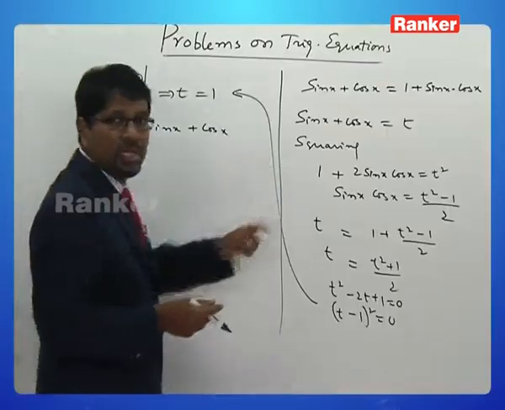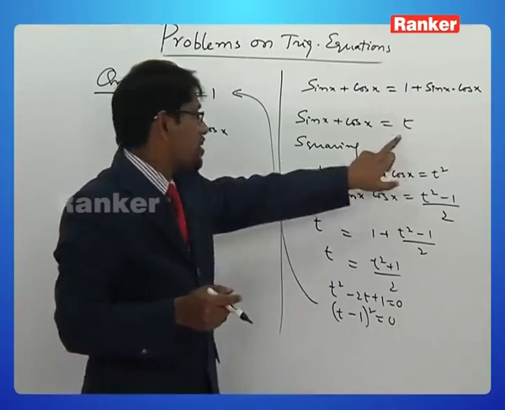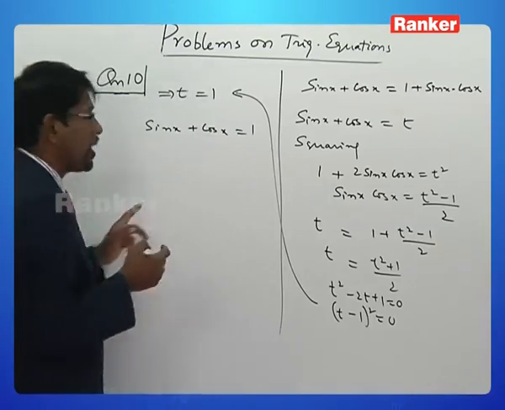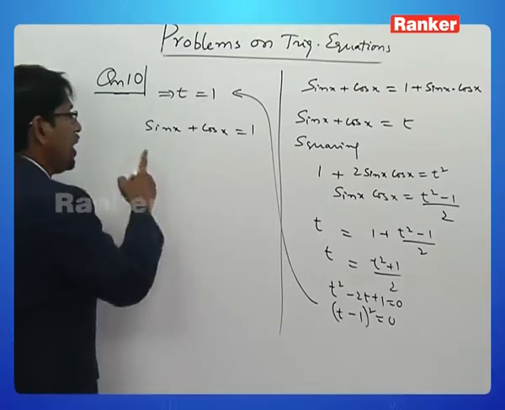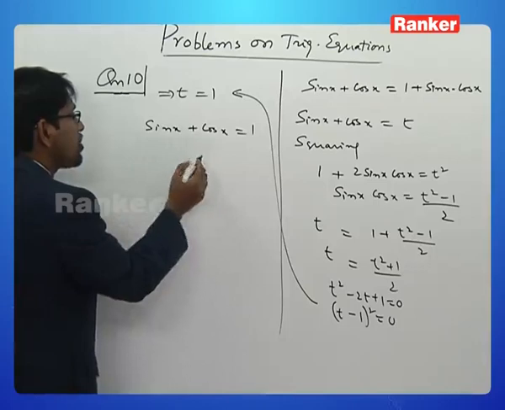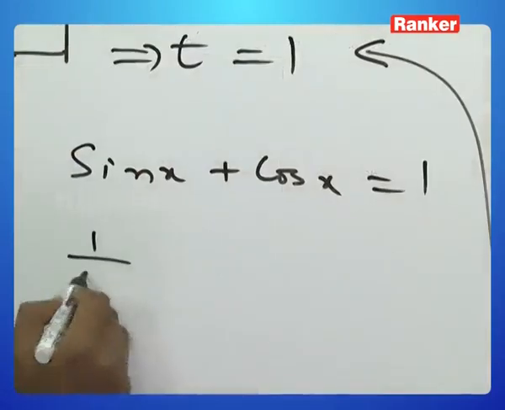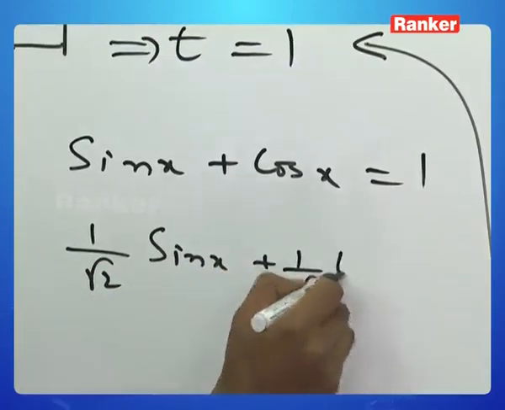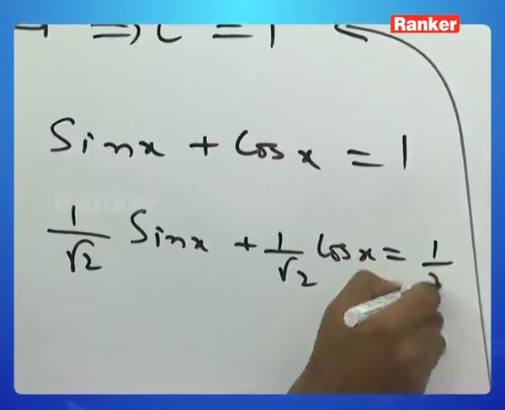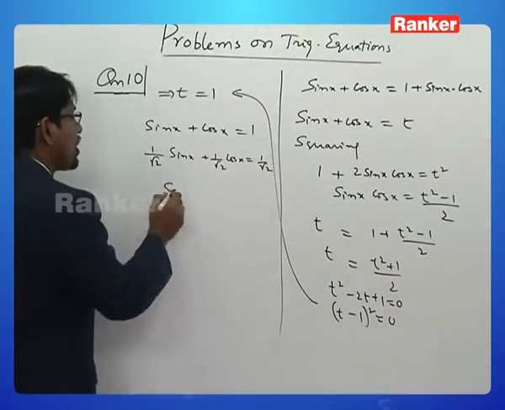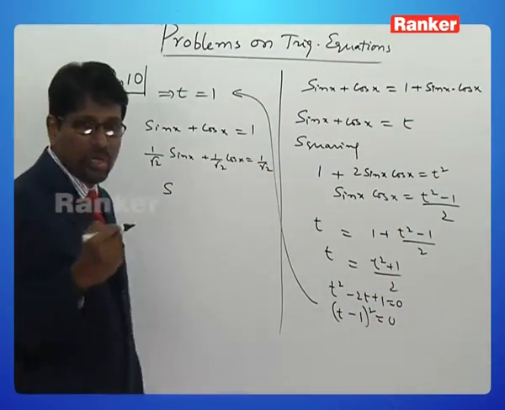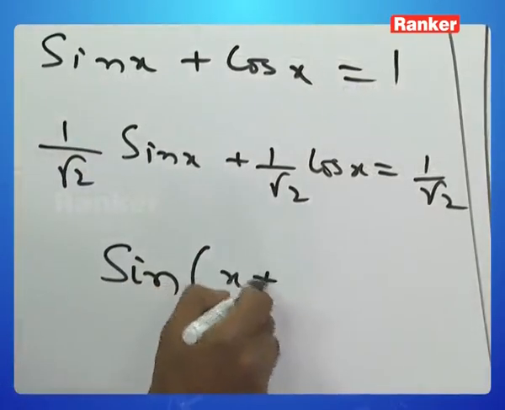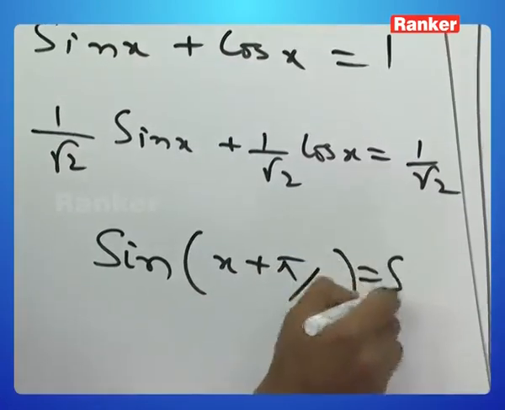Let's get back to seeing what t is. T was sin x plus cos x, so that's 1. Now how do I solve this? We'll multiply by root 2 and divide by root 2 on both sides. So this becomes 1 by root 2 sin x plus 1 by root 2 cos x is equal to 1 by root 2. So this is again a sine. I can either look at it as cos of x minus pi by 4 or sine of x plus pi by 4 is equal to, this is sine pi by 4.